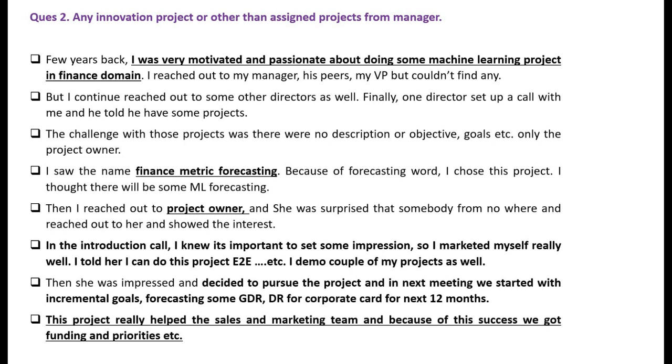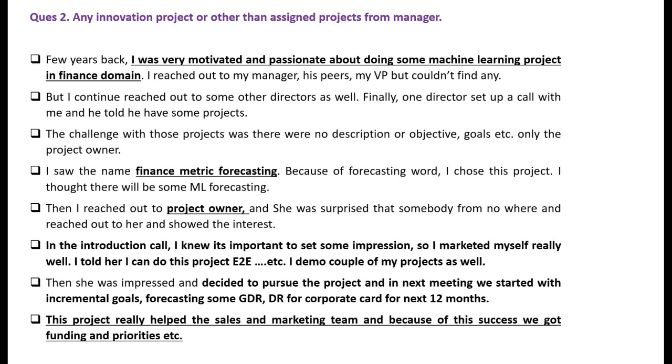So what I did was reach out to my project owner, the senior leadership, and she mentioned that she has some projects in her backlog which are very important, but because of bandwidth she's not getting the time. That's where I decided, and showed my interest, that I'm ready to take up one of her backlog projects, which was finance metric forecasting. Afterwards, I set up an introduction call with her. I know it's very important to brand myself in terms of my ability and capability.